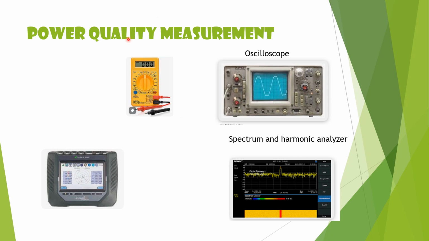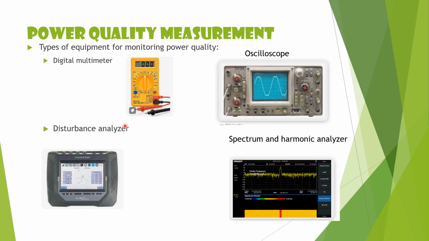What are the measuring devices? For power quality measurement, we have four types: the digital multimeter, the oscilloscope, the disturbance analyzer, and the spectrum and harmonic analyzer. The digital multimeter is a very familiar device, and the oscilloscope you will mostly be using in the laboratory. In the disturbance analyzer, you can see the waveforms, and on the left side you have the values, the magnitude, the phase angle, etc. And here you have the ratio of the type of disturbance that appeared.